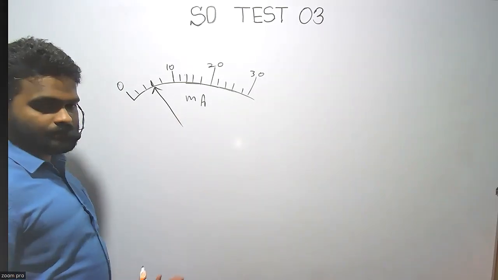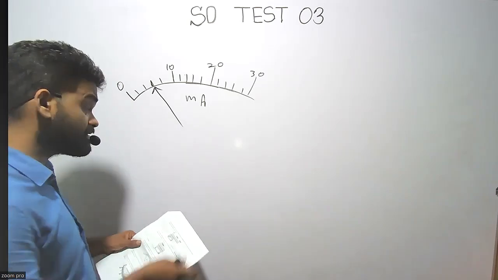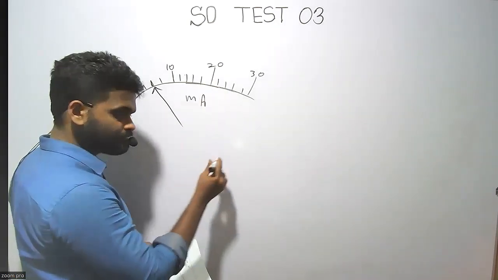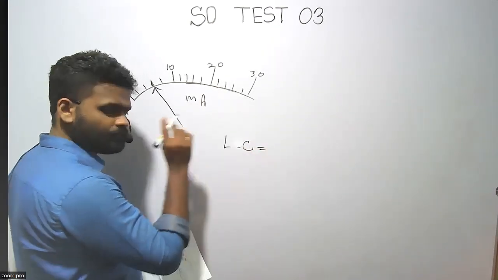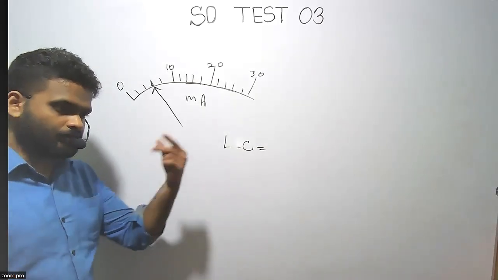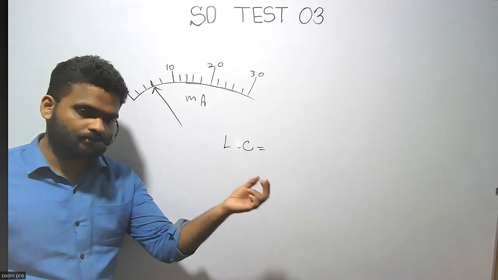So before figuring out the zero error, we need to get the least count of this apparatus. So how do we find the least count? When you take the meter ruler, what was the least count?